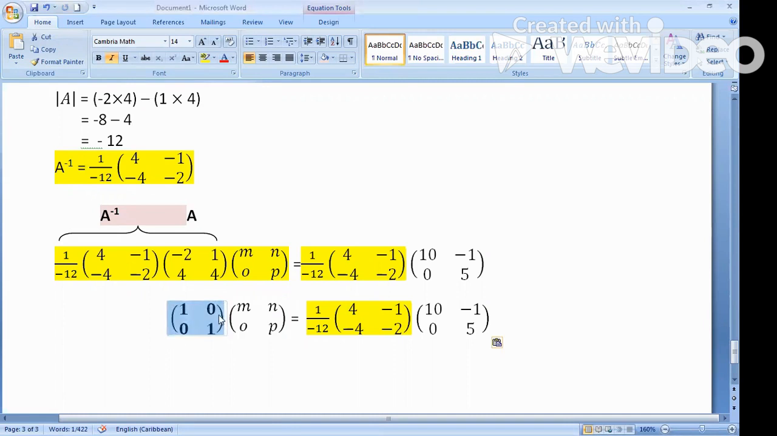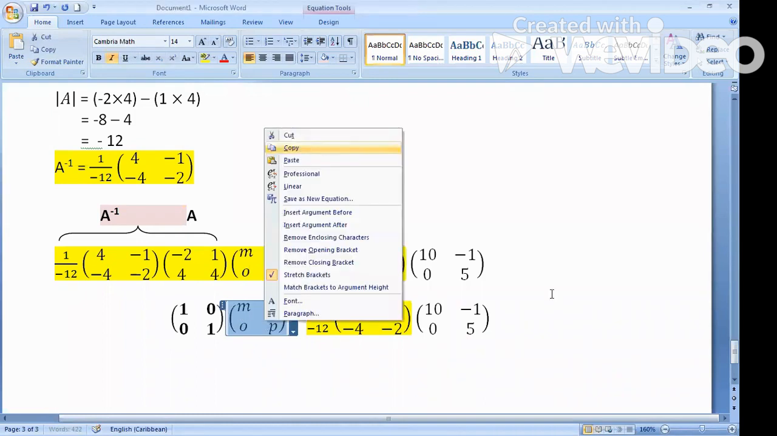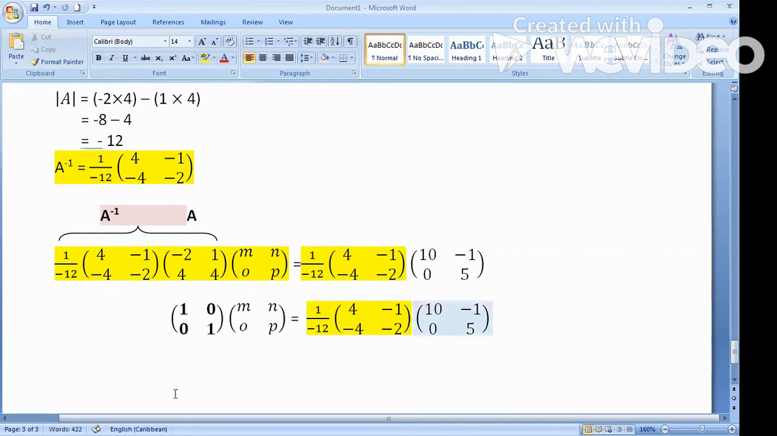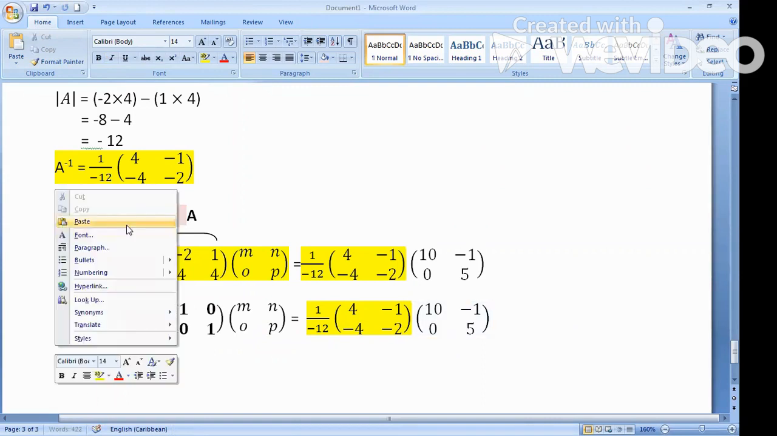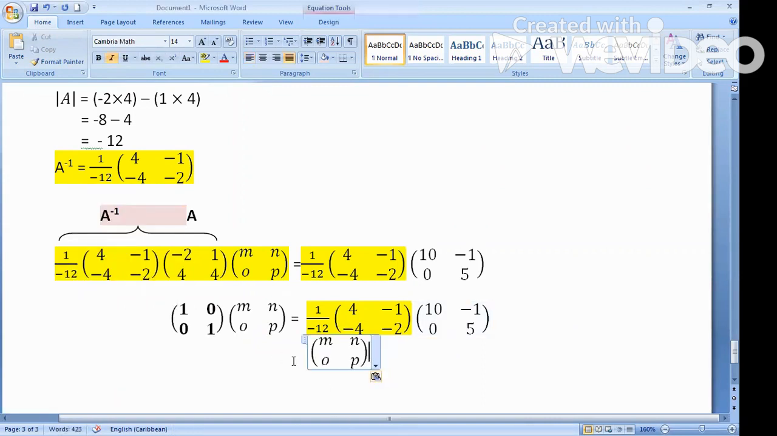What is I times any matrix, class? The original. And what's the original matrix for this one? It will be the M, the N, O, and P. All right. And then we're just asked to work this out, don't you?